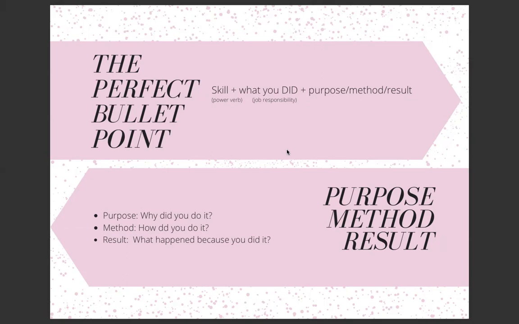You're going to see here, we've turned this into somewhat of an equation: skill plus what you did plus the purpose, method, result. Keep in mind, sometimes it's hard to include all 3 of those in the bullet point. If you feel it's too much to include, maybe only choose 1 or 2 of those 3. The purpose is why you did that, method is how you did that, and result is what happened because of it, what the outcome was.